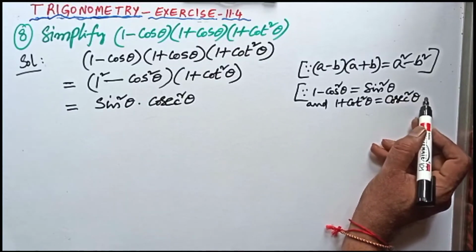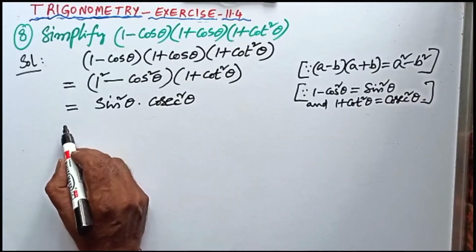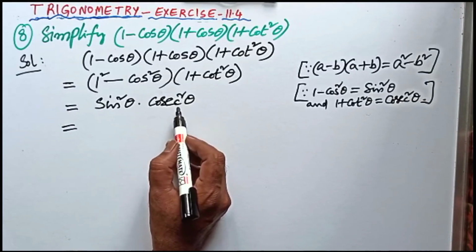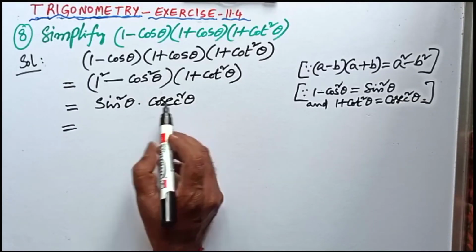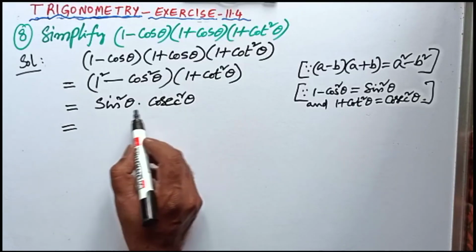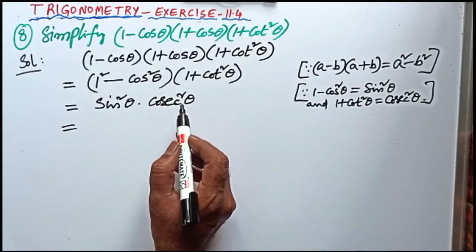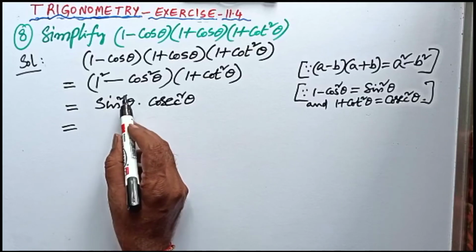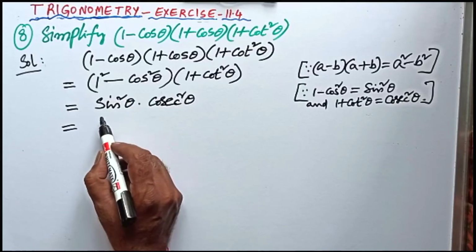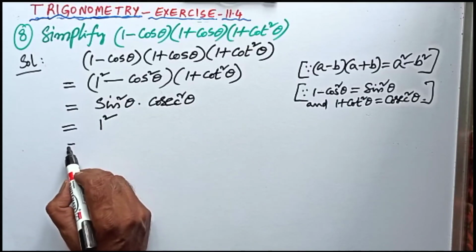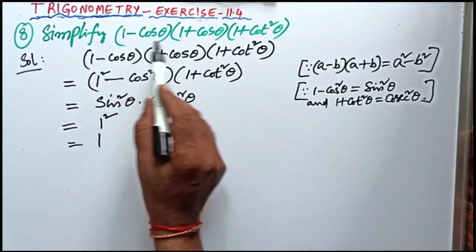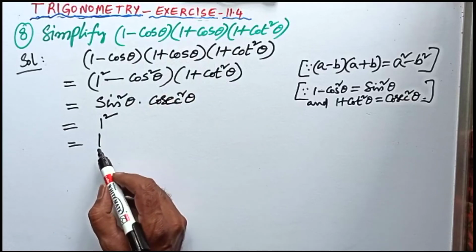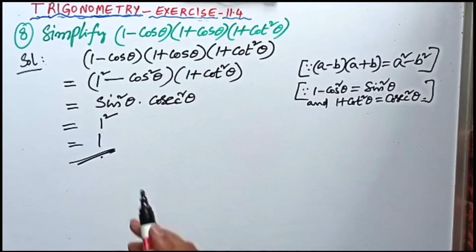Okay, now sin theta, cosecant theta. You know very well, sin and cosecant are reciprocals. That's why the product of sin theta into cosecant theta is equal to 1. So here sin square theta into cosecant square theta is 1 square, that is equal to 1. That's all. If you simplify this one, we will get 1. So that is the required answer.